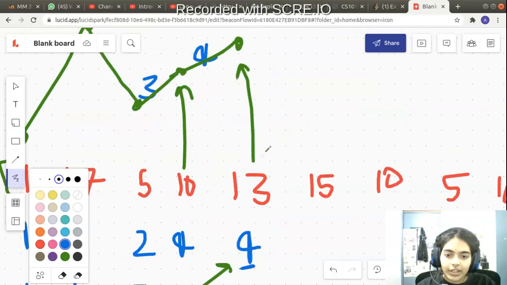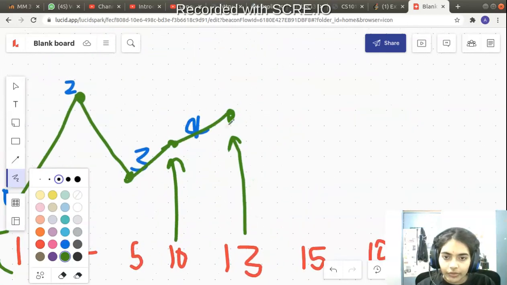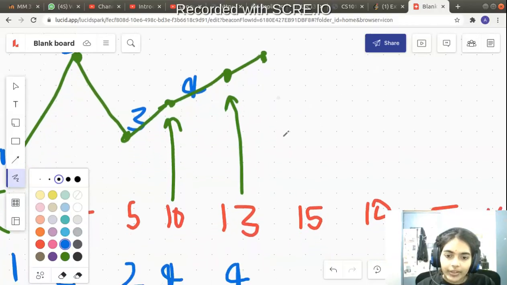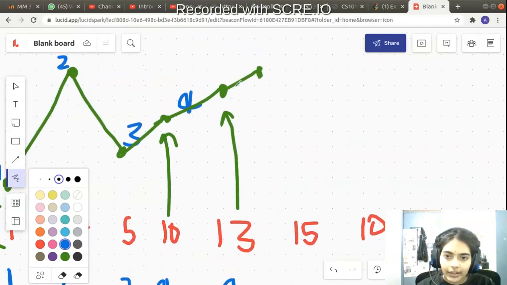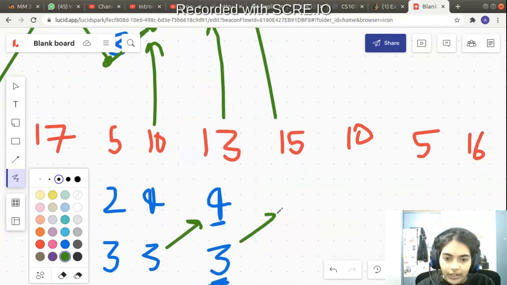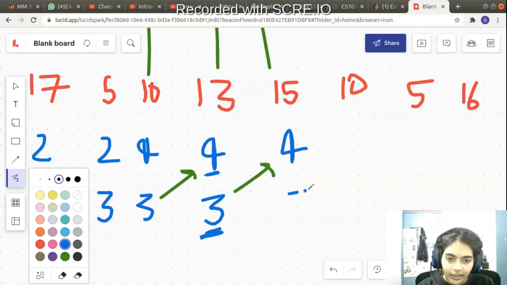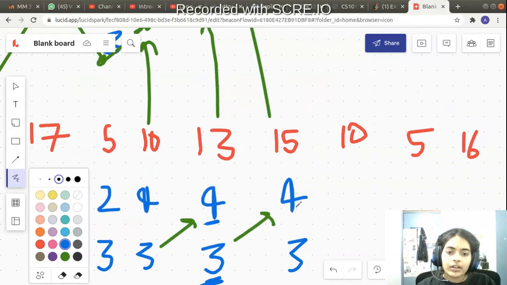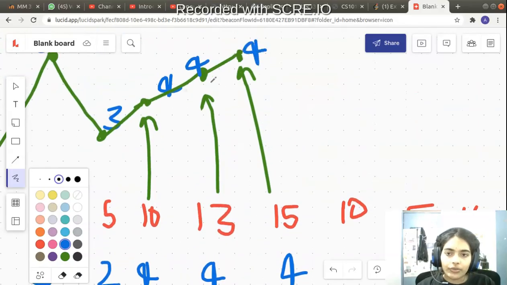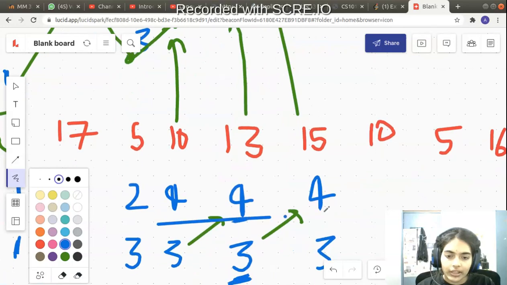Now let's go from 13 to 15. When we go from 13 to 15, again you see this remains 4. Again what you are doing is incrementing 1 from the decreasing variable. So from the decreasing variable you add 1, you get 4, and the decreasing variable remains 3. So again, the node count remains 4.